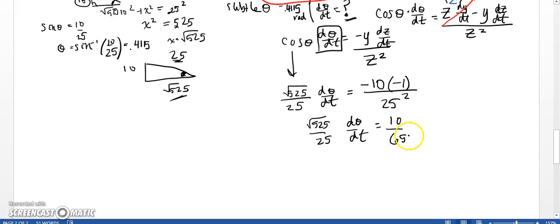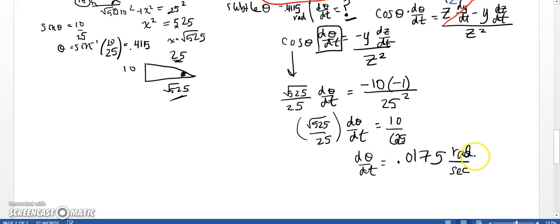On your calculator, you should do 10 divided by 625, and then divide that number by root 525 over 25. d theta/dt will ultimately end up being 0.0175. The thing is, we need a unit here. Like, what is the unit for the rate of change of the angle? We know it has to be per second, something per second. It's not going to be feet because this is an angle. Angles, remember, in calculus are radians, not degrees. This is the rate of change of the angle right here at the moment when z is 25.